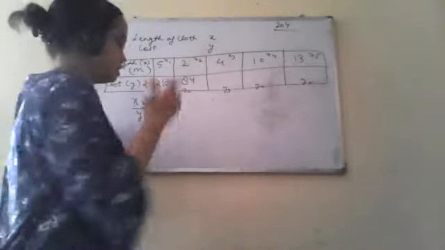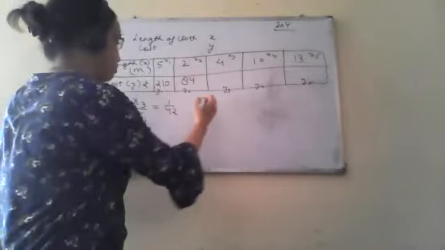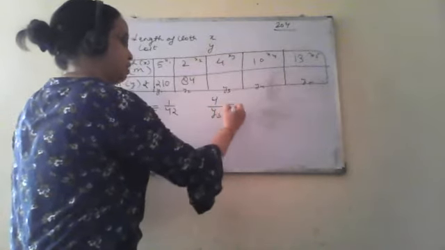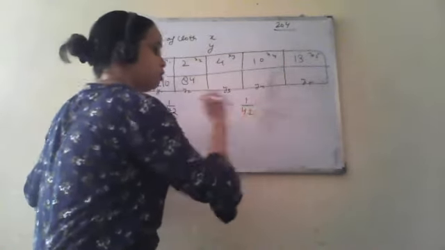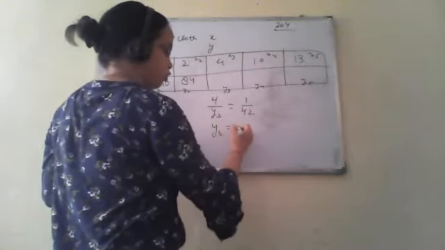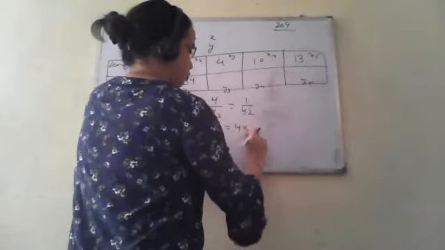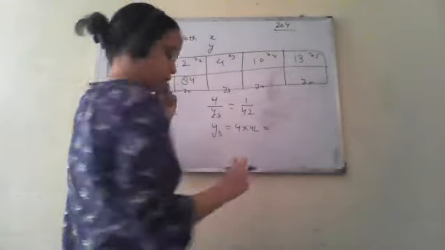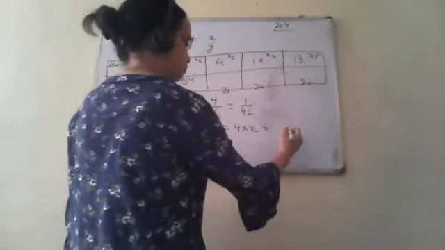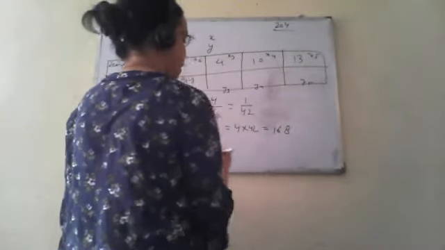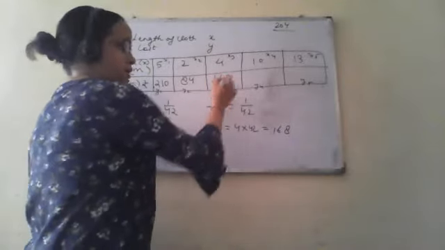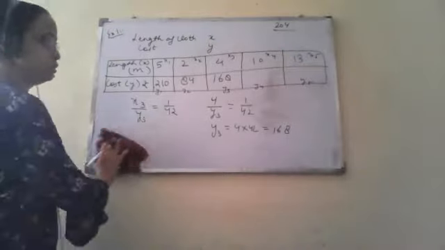Since the ratio is the same, now x3 we have 4 and y3 we have to calculate. It will be equal to 1 upon 42. Okay, so y3 equals 4 into 42. Similarly, it will become 168. The cost of 4 meters of cloth will be 168. I think it is clear to you.